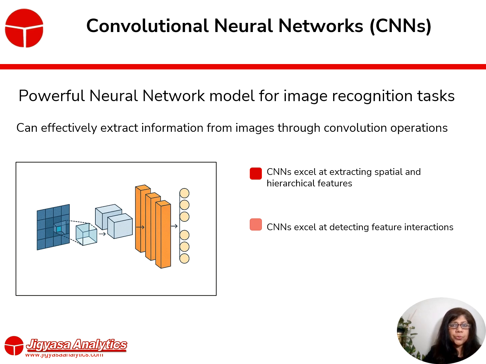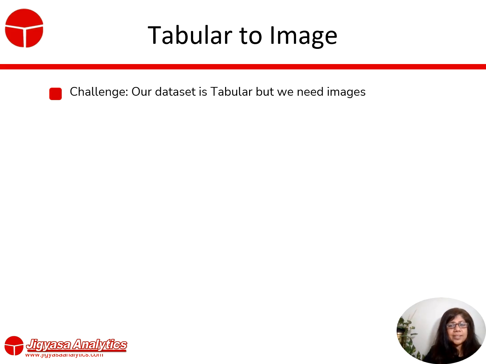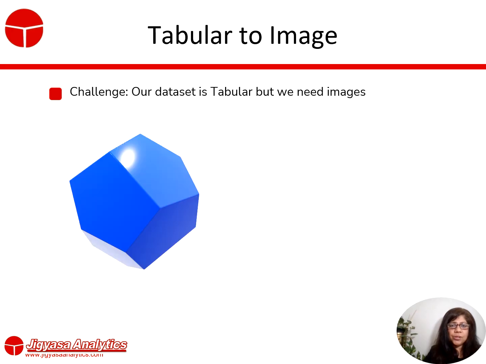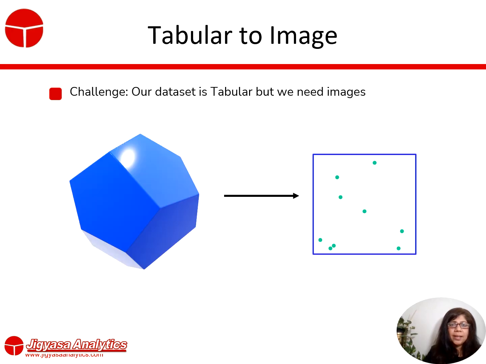So now that we have a neural network that excels at extracting features from images, can we utilize it to enhance our predictive models? The challenge is that our data is a tabular data set, and tabular data lacks the spatial structure that CNNs require to operate effectively. In order to use the power of CNNs, we need images. So the next challenge is to convert this high-dimensional tabular data set to images. There are many ways in which this can be done, even when we have a tabular data set with a large number of rows and columns.